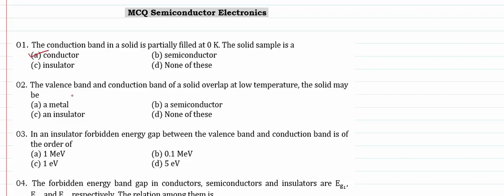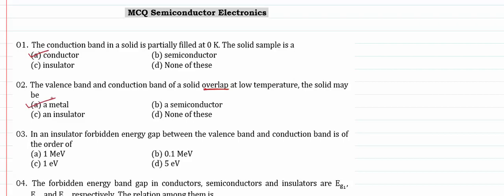Second one, the valence band and conduction band of a solid overlap at low temperature. So conduction band and valence band are overlapping. So means forbidden energy gap is 0, that is observed in metal.